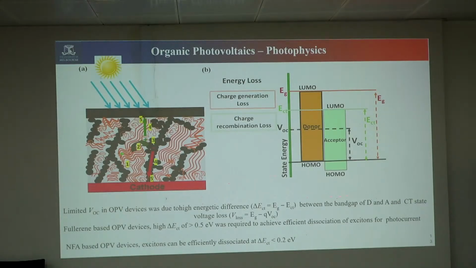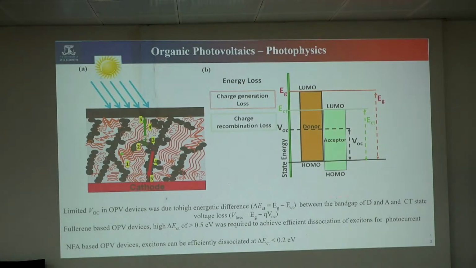Where is the loss going? Even though we use 1.1, how does the loss happen? The loss is two-stage. One is charge generation loss. The second is charge recombination loss. Charge generation loss comes from when the exciton dissociates, separating into donor holes and electrons.